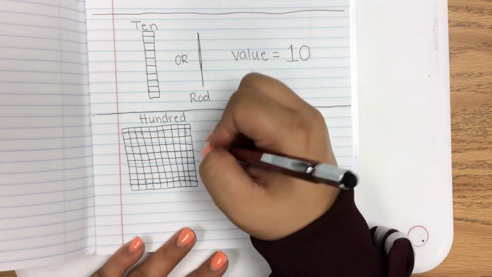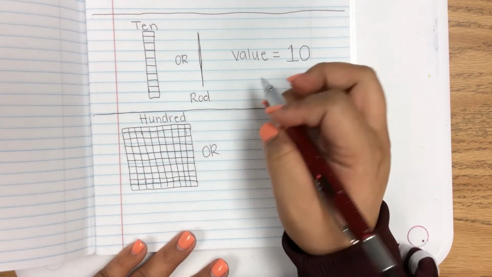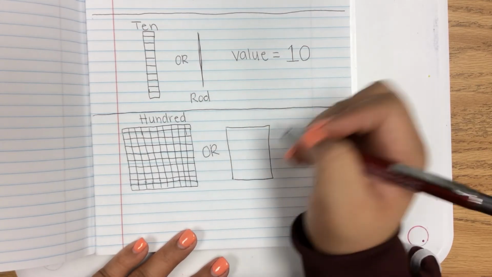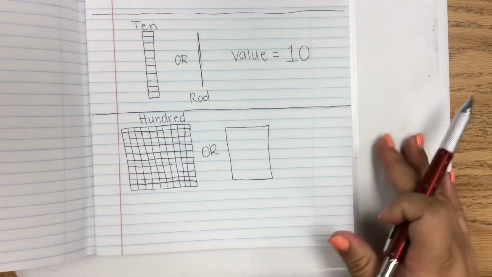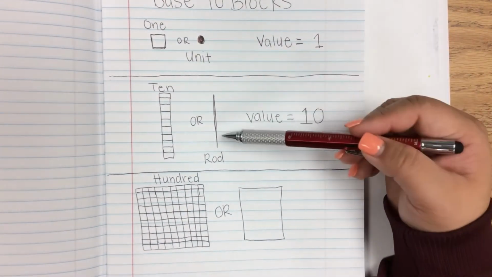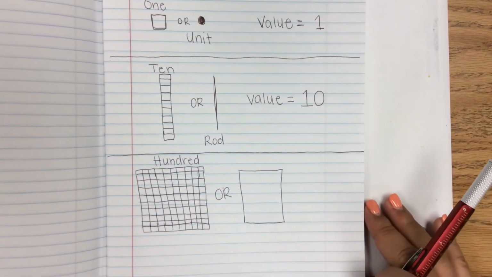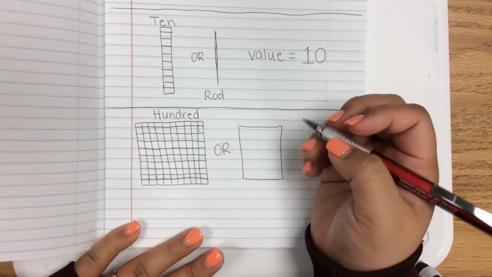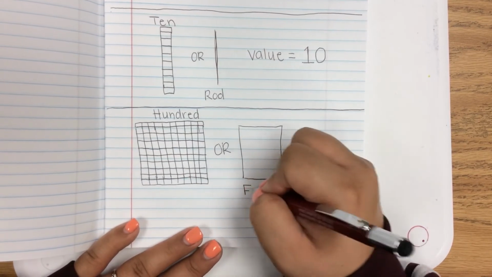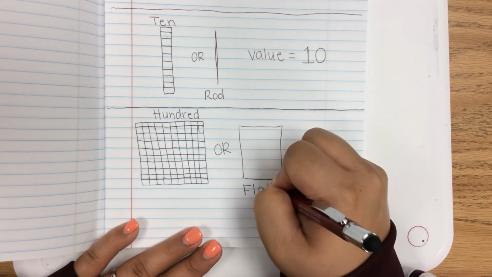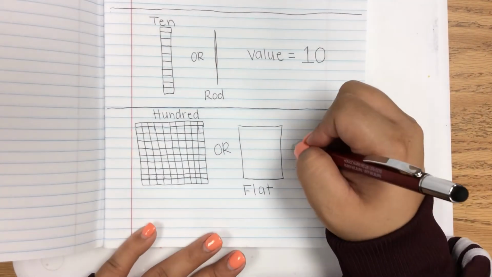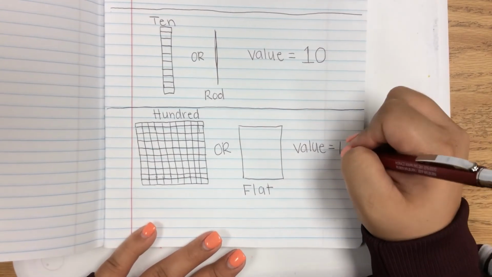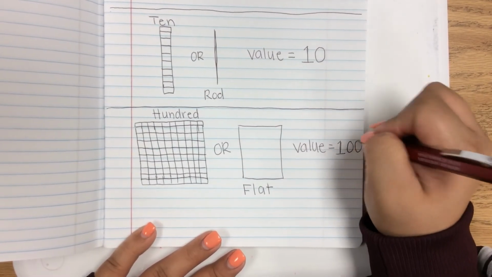Perfect. Now, that took us a long time, so there's also another way we could draw it. And it's just simply like this. So we have our ones, our tens, our hundreds. Now, this one also has a second name, and I've kind of already been saying it. It was just accidentally. It is called a flat. Now, the value of this flat is 100.